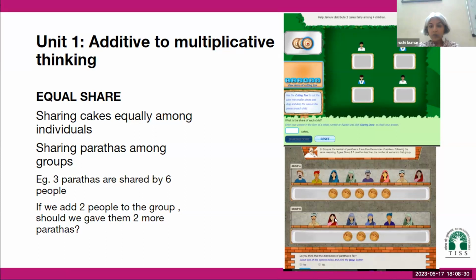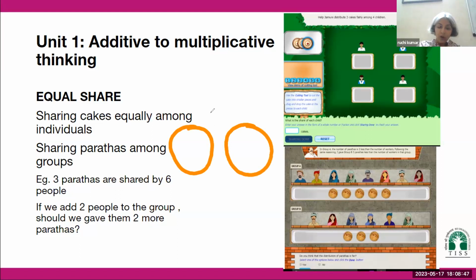Okay. So consider the situation where 5 cakes have been distributed among 4 people. So what would be the share of one person? Can you think about that? Can anyone tell me? 5 cakes distributed among 4 people. What is the share of one person? Anyone? 1 and 1/5.